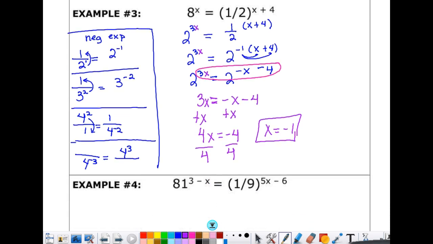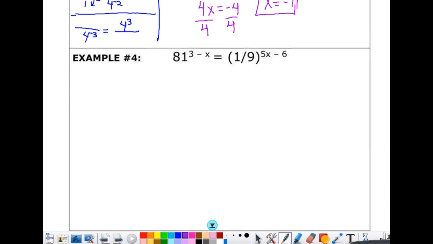Okay, so let's do another one with a fraction to practice that a little bit. Okay, a 9 and an 81. So how can you get them to be the same? Make them both what? You can make them both 9s. 81 is 9 what? 9 squared. You could make them both 3's.